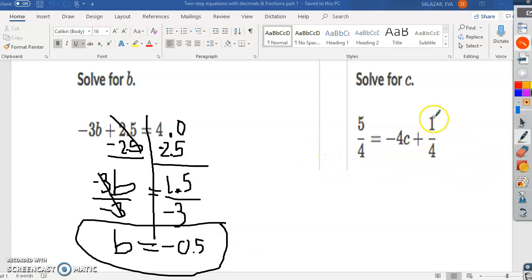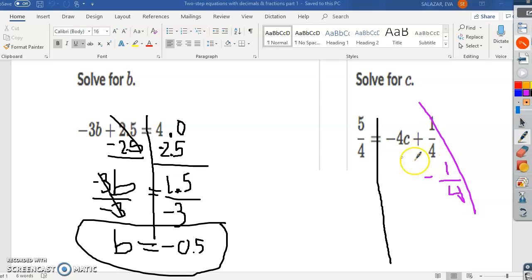Last one. So we're going to get rid of this fraction. We're going to go ahead and subtract 1/4 from our equation, minus 1/4. Whatever you do to this side, you do to the other, minus 1/4. Look how nice this worked out. 5/4 minus 1/4 is actually 4 over 4. And 4 over 4 is equal to 1. So 1 is on this side. 1 is equal to -4 over c. That's what we have on this side.